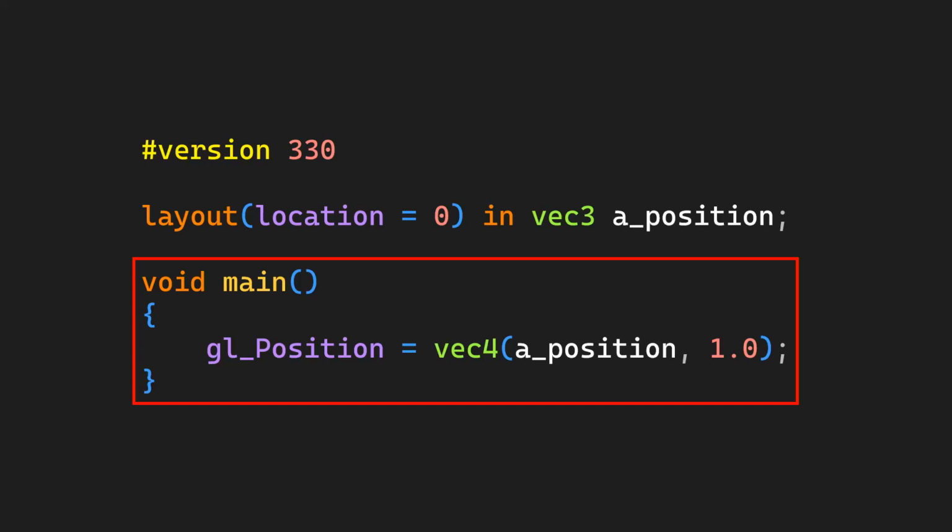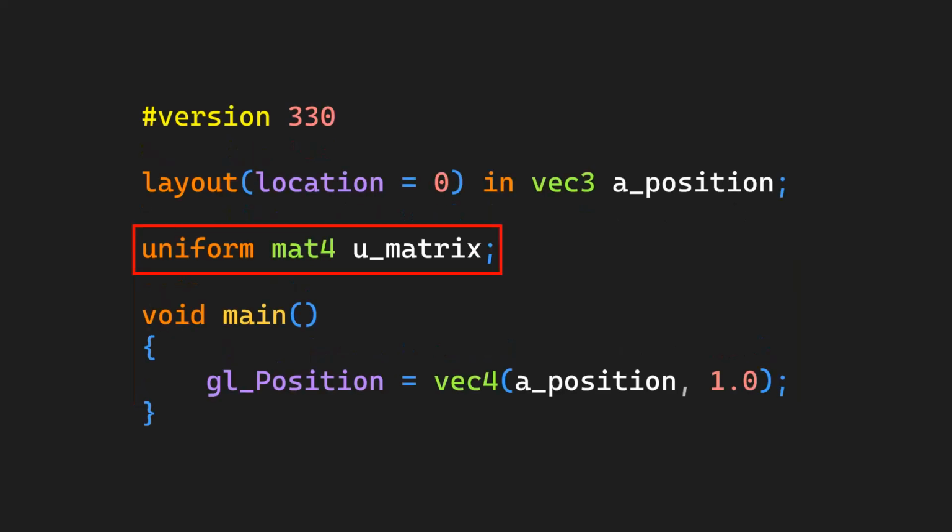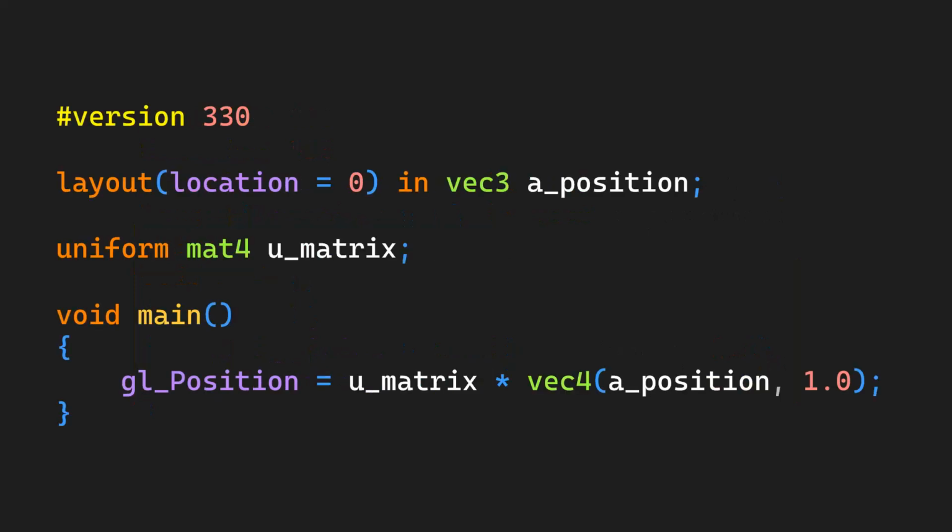What can we do to make this shader more useful? What we can do is add another input, apart from the vertex, and this input will be a transformation matrix. How can we add this input? This is where uniforms come in. Uniforms are the bridge between our C++ source code and the shader source code. We can add a uniform with the uniform keyword and specify the type of the uniform. In this case, the type is mat4, which is a 4x4 matrix. We can now transform the vertex position by multiplying the matrix with it.